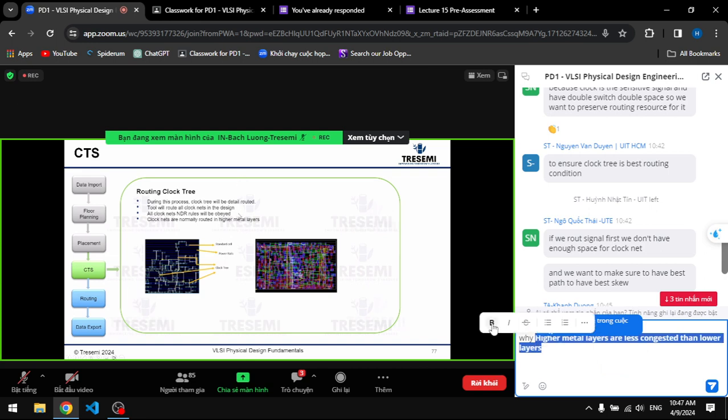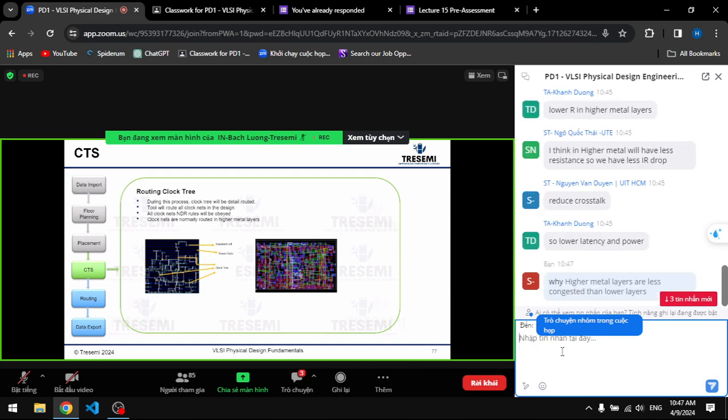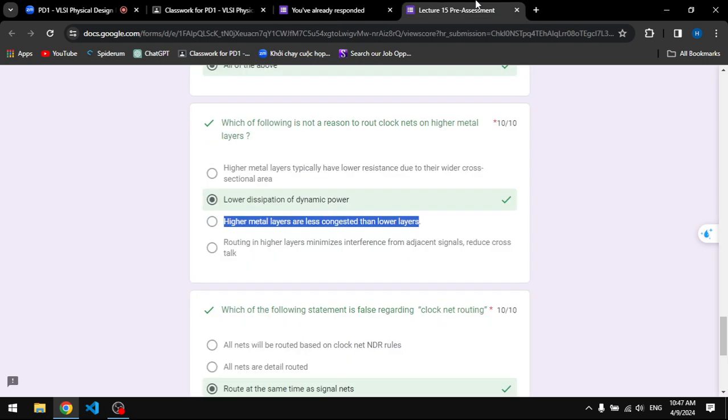All right, so any other questions on clock? Why we route clock trees and why we do it here? Any input, anything you want to add? No, I think you guys covered it very well.